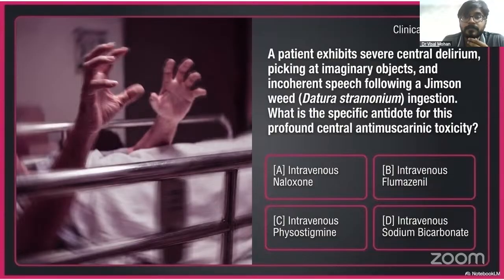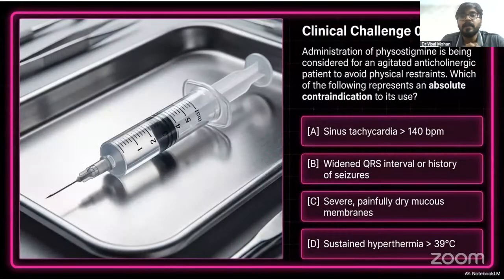Okay. The next question. Administration of physostigmine is being considered for an agitated anticholinergic patient to avoid physical restraint. What is the absolute contraindication to the use of physostigmine? Is it sinus tachycardia more than 140 beats per minute, wide QRS interval with a history of seizure, severe painful dry mucous membrane, or a sustained hyperthermia more than 39 degrees Celsius?